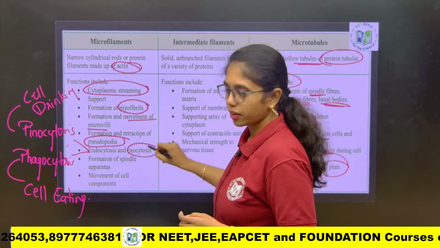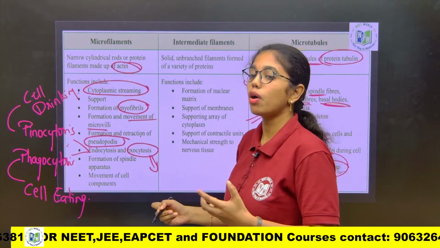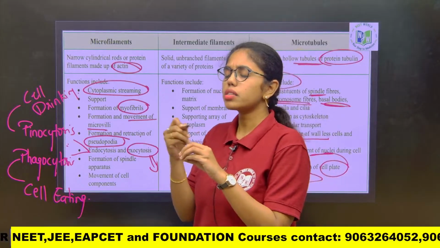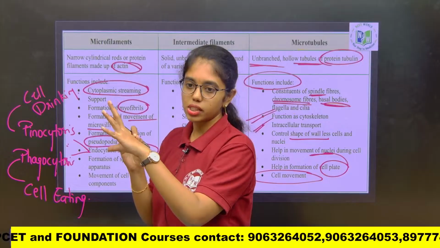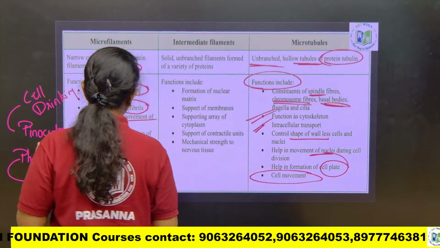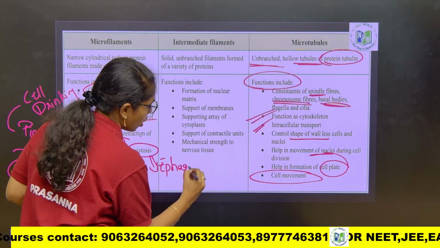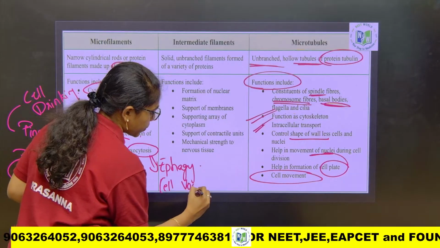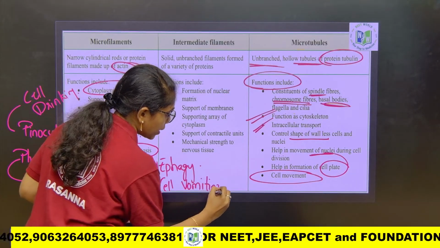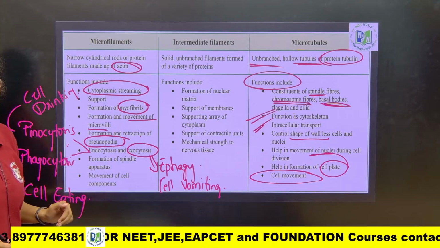Next, exocytosis. Exocytosis is also called cell vomiting or efaggy. Whichever cellular constituents are not required for the cell, those are egested out. That is also called what, Nana? Exocytosis is also called efaggy or cell vomiting. Clear right now, Kunal? Right, sir?